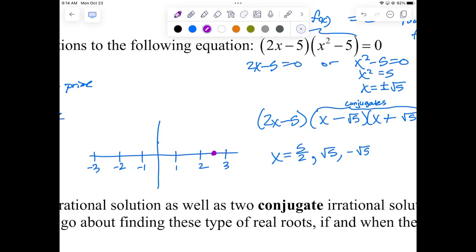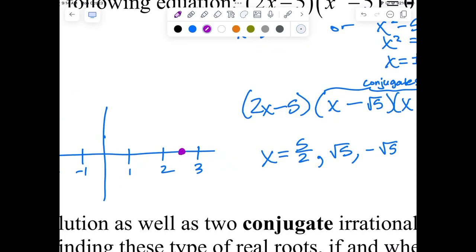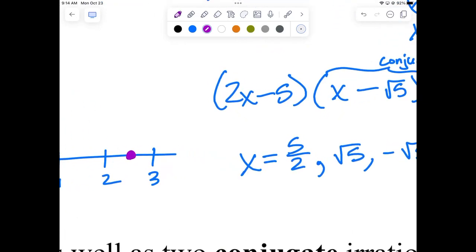What's the square root of 5 approximately? It's 2 point something, right? How do we know where it is compared to 2.5? Your calculator can help you.